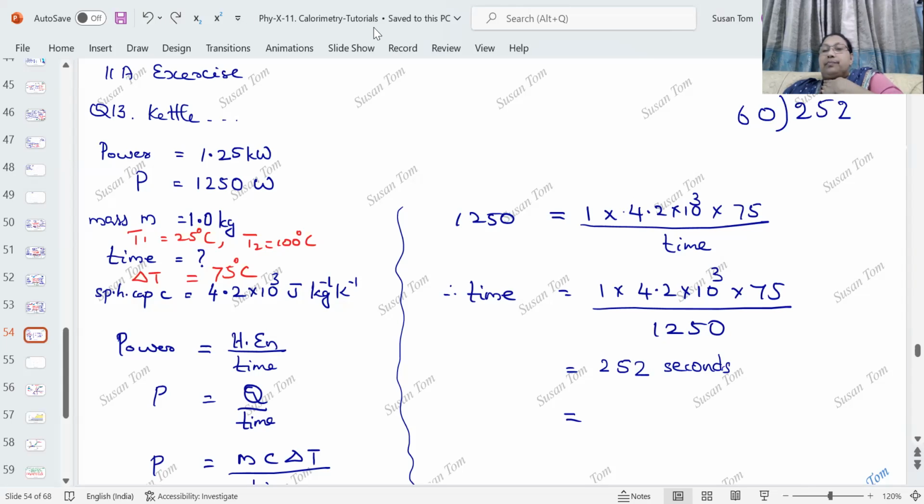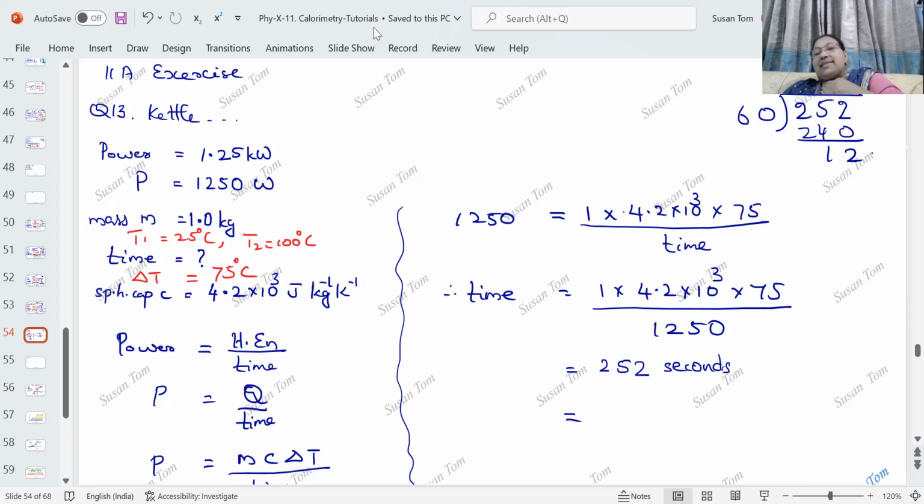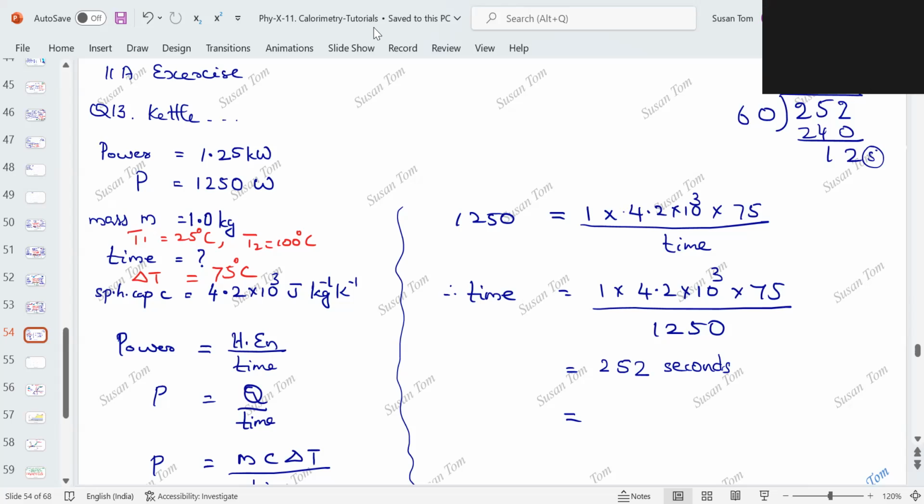4 sixes are 24. What remains is 12 seconds. So 4 minutes and 12 seconds will be the answer. Yes or no?